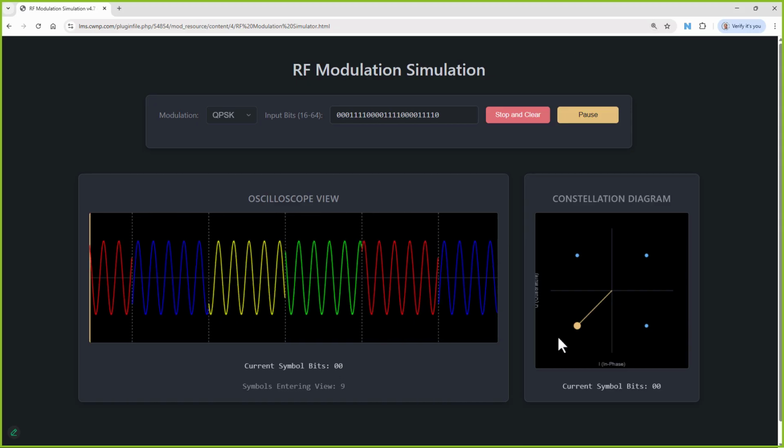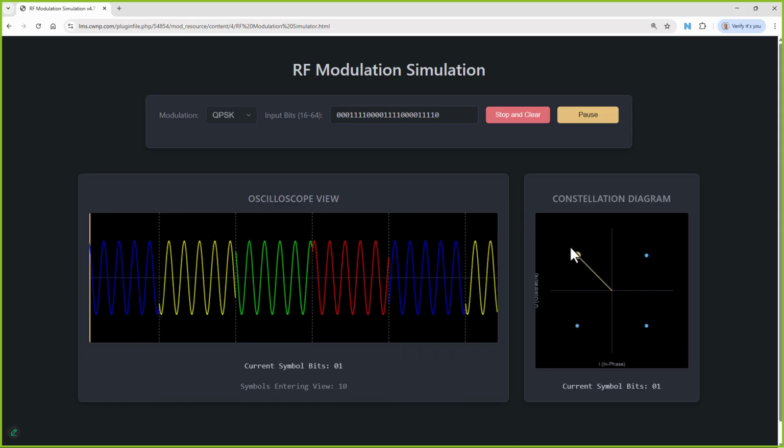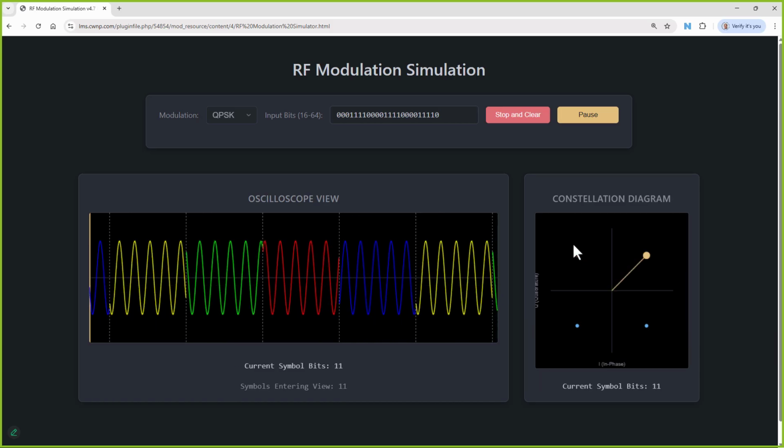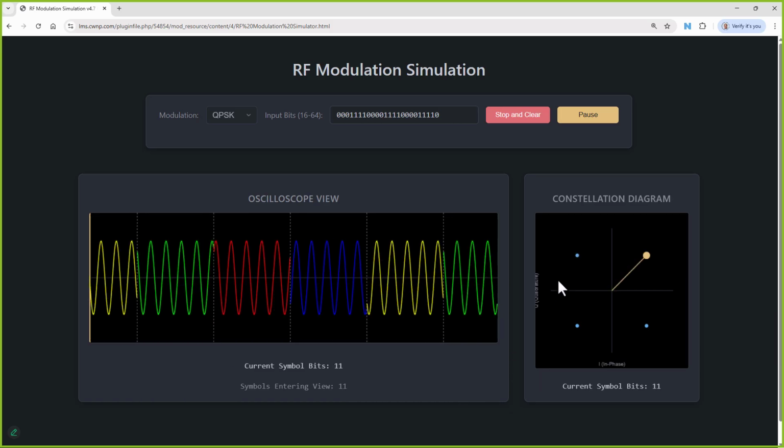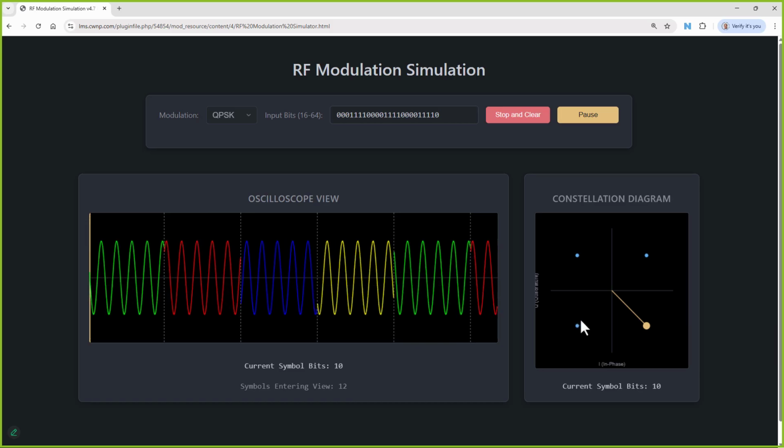And so we can see that when we're modulating 00, it's the lower left target. 01, it's the upper right target. 11, I'm sorry, upper left. 11 is upper right, and 10 is lower right.